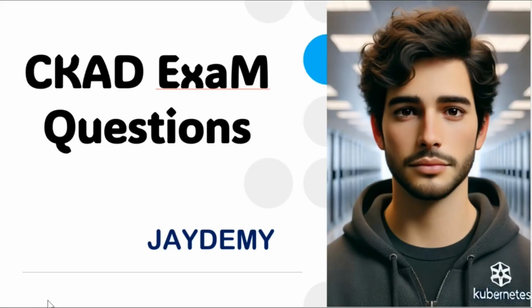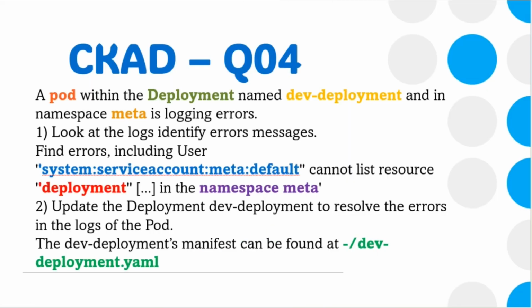Today we are going to discuss one more CKAD exam question. The question says there is a pod with the deployment name called dev deployment in the namespace of meta. The pod is having a logging error. When we see the logs, it's saying that we need to look at the logs to identify the error message. The error message is something like: service account meta default cannot list resource deployments in the namespace of meta. So our task is to update the deployment to resolve the errors in the logs of the particular pod in the dev deployment.